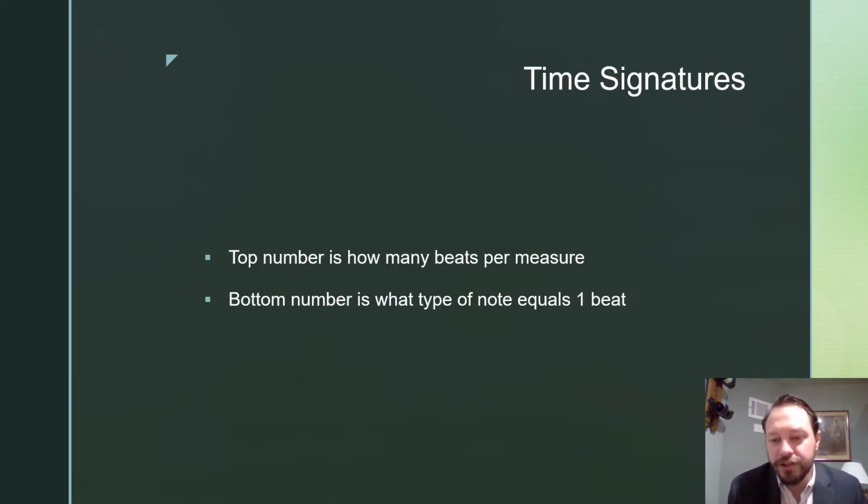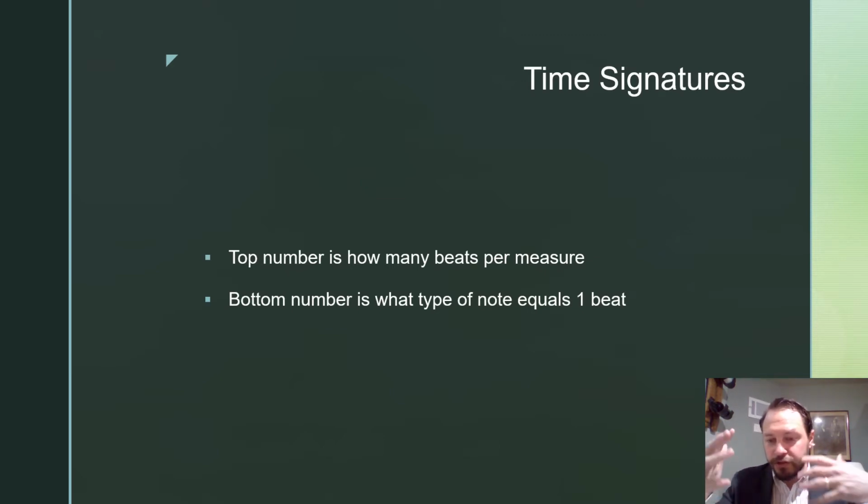In time signatures, as you saw on the previous slide, you have two numbers, a top number and a bottom number, and those numbers mean different things. The top number means how many beats per measure. Now, what is a measure? If you're not in a performing group, a measure is how we organize music into sections of a certain amount of beats. We have the steady beat going in music, and how many beats per measure, that's how we organize it.